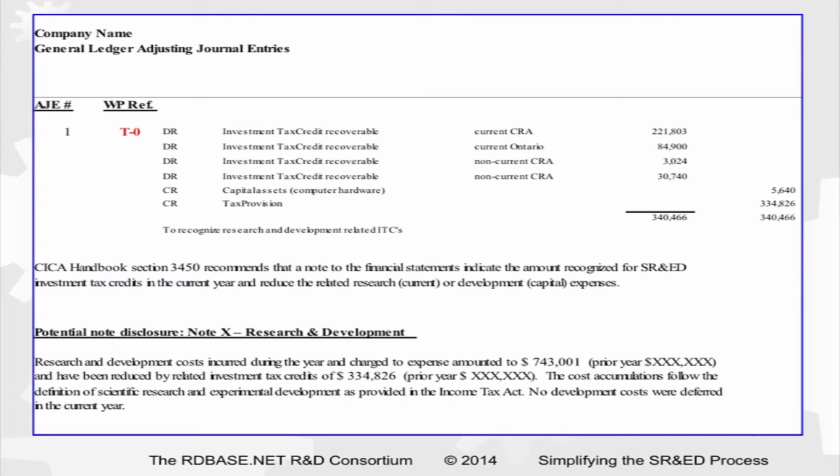So my adjusting journal entry would be something like ITC is recoverable. Now you might break out federal, provincial, current, non-current, right? How much am I getting in cash? How much am I getting non-refundable? Okay? And then, if it is related to capital assets, I would do cost reduction on the asset. Otherwise, I would just punch it through my tax provision.